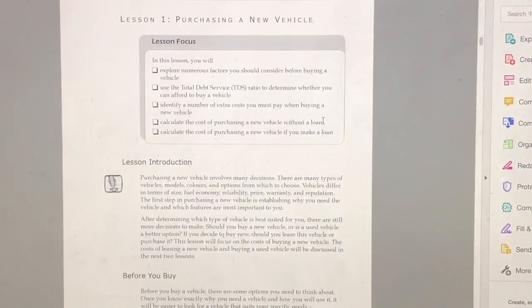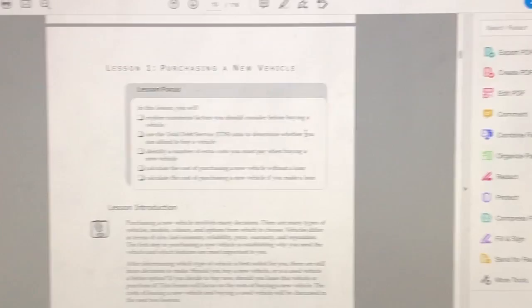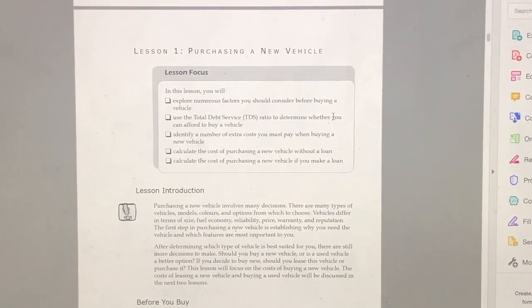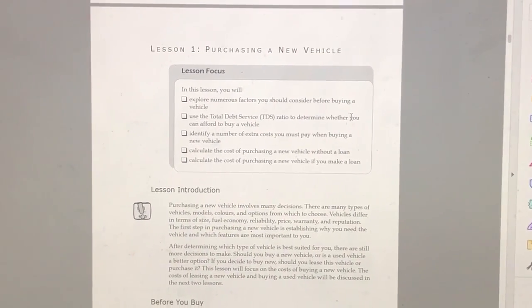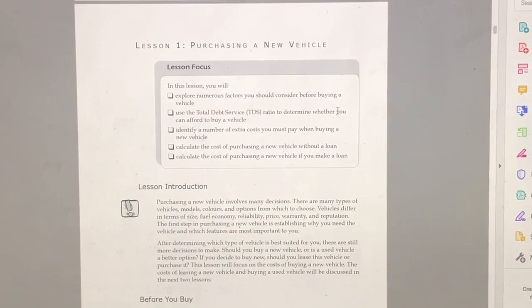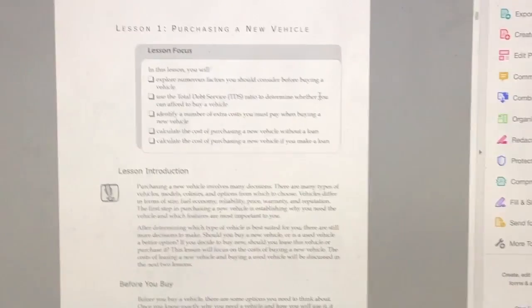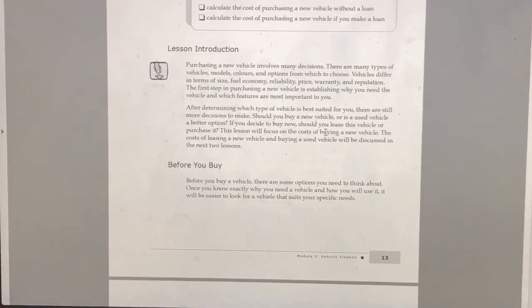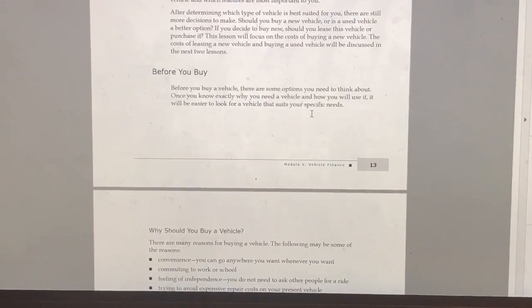As I mentioned before, we're going to be talking about purchasing a new vehicle and all about vehicle finance. For some of you who already have a vehicle, maybe a vehicle has been passed down, you don't have to worry too much about the idea of purchasing a new vehicle, but it might be something that comes across as adulthood strikes you.